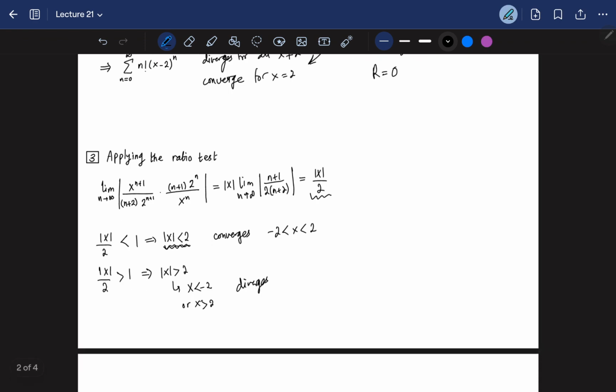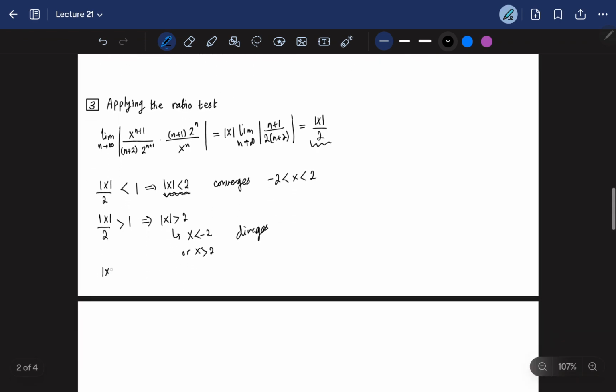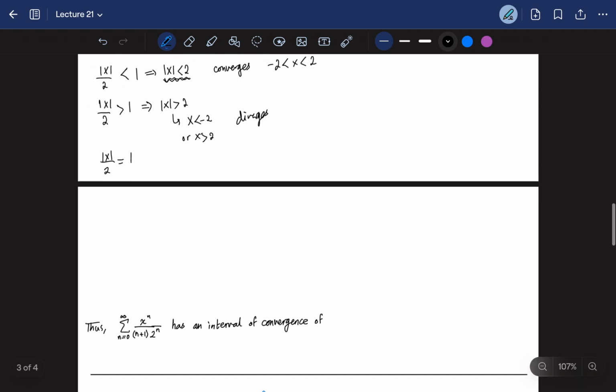And lastly, we need to check what if it was equal to 1 exactly. From the ratio test, we know that the test is inconclusive when the limit is equal to 1. So here, we need to test each point separately. So the values that satisfy this equality are x equals 2 and x equals -2.